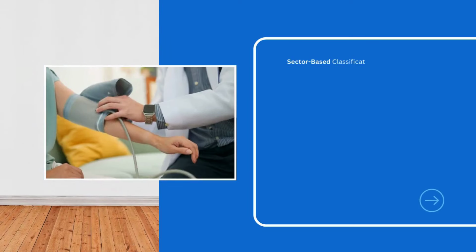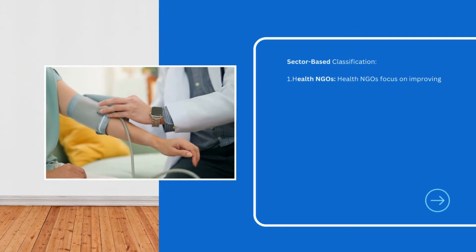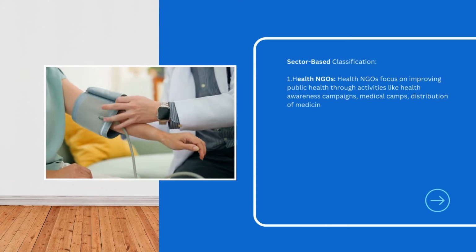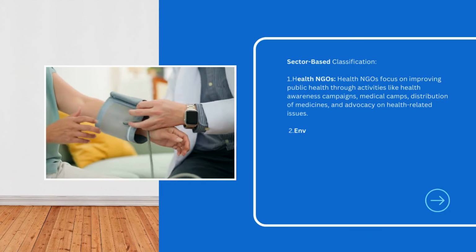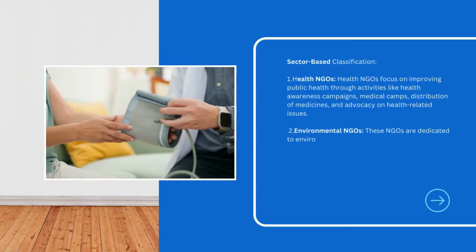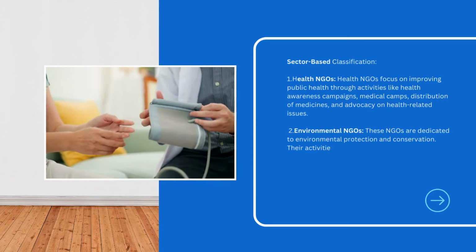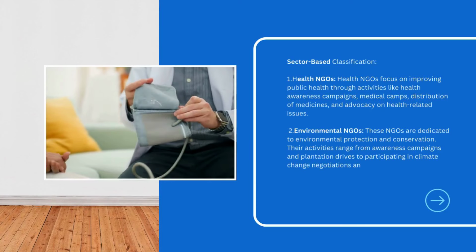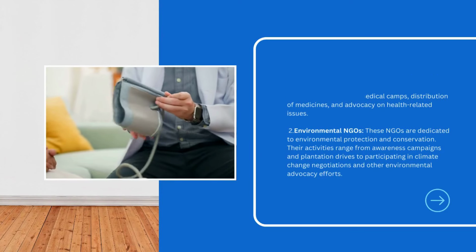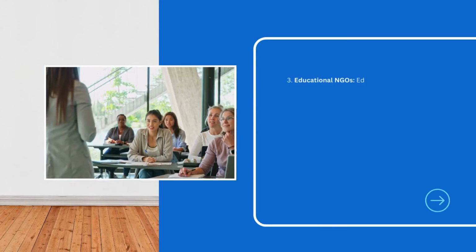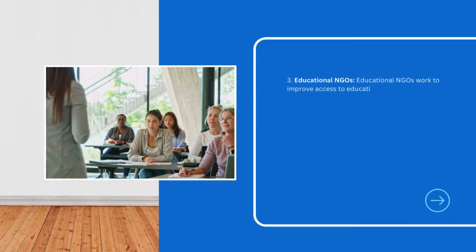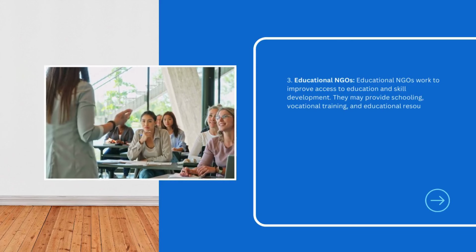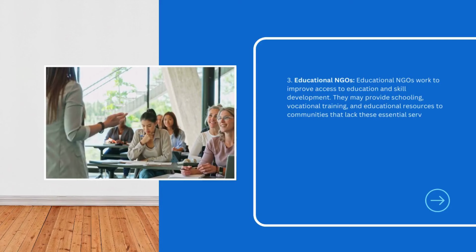Sector-based classification. 1. Health NGOs. Health NGOs focus on improving public health through activities like health awareness campaigns, medical camps, distribution of medicines, and advocacy on health-related issues. 2. Environmental NGOs. These NGOs are dedicated to environmental protection and conservation. Their activities range from awareness campaigns and plantation drives to participating in climate change negotiations and other environmental advocacy efforts. 3. Educational NGOs. Educational NGOs work to improve access to education and skill development. They may provide schooling, vocational training, and educational resources to communities that lack these essential services.